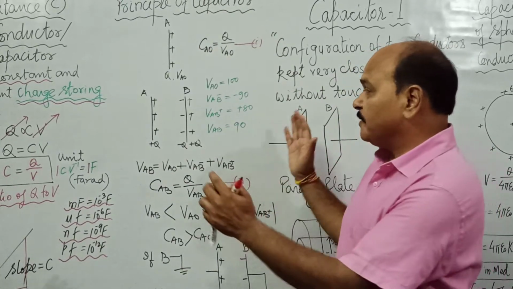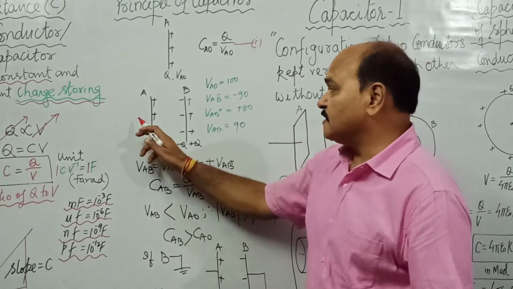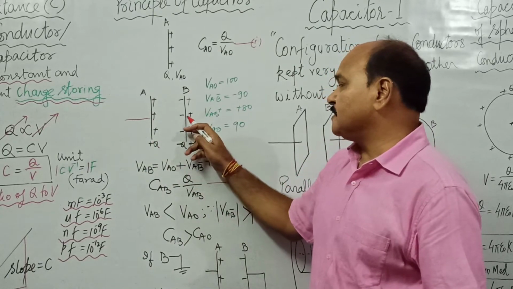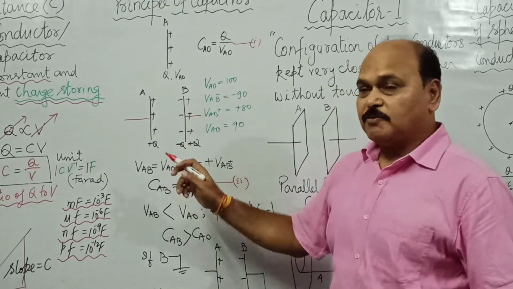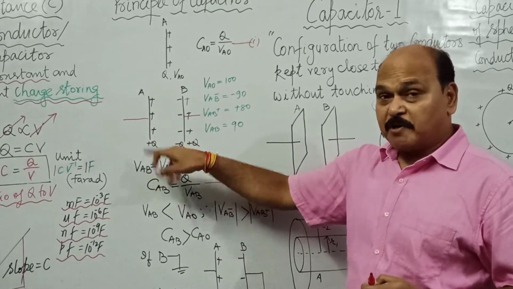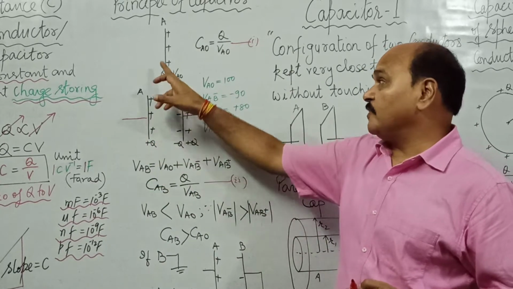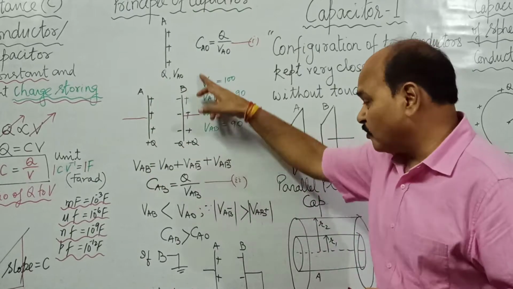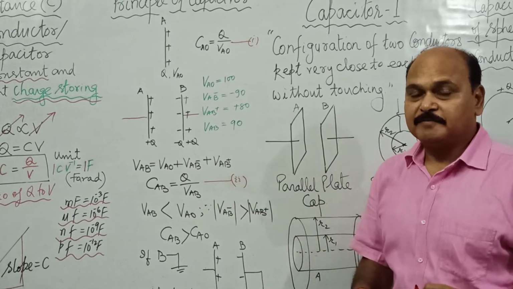But once it is made part of a device called a capacitor, like this is plate A, this is plate B, this is a capacitor. So in this situation, the charge storing ability of this conducting plate would be much greater as compared to when it is isolated. And this is what has been proved here mathematically.